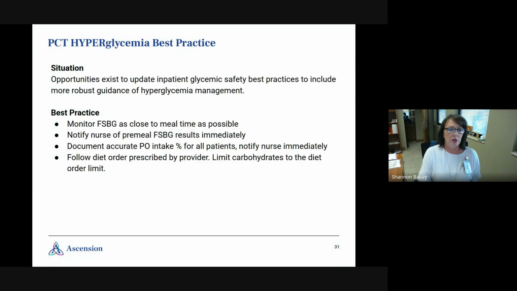High blood sugar. So there are opportunities at all of our hospitals to do a better job in terms of controlling high blood sugar. And so the best practice that Ascension has pushed out is obviously to monitor finger stick blood glucose as close to mealtime as possible, notify the nurse of the pre-meal finger sticks immediately so that they can time their insulin appropriately, documenting accurate PO intake percentages for all patients, and then let the nurse know how well the patients ate. And then following the diet order prescribed by the provider and limiting the carbohydrates in the diet based on that order.